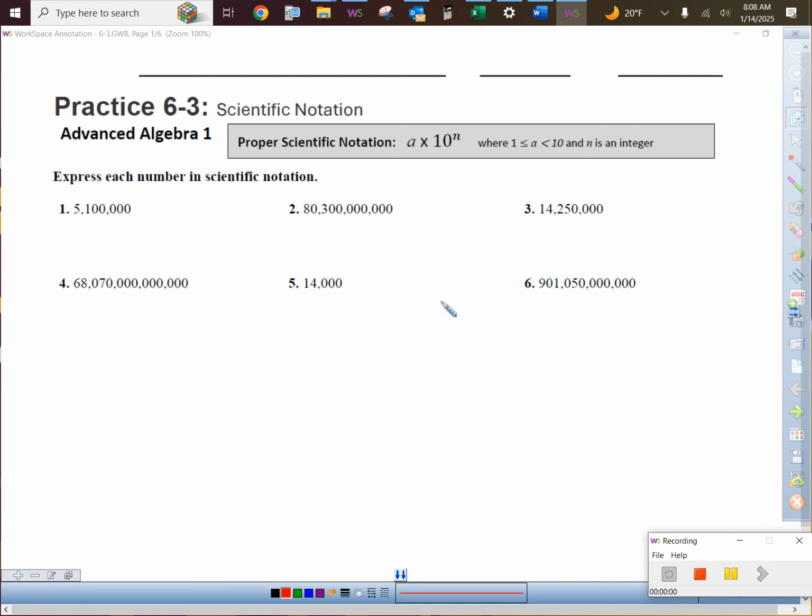Today, scientific notation, kind of using the rules that we've been talking about the past couple days. But first of all, what the heck is scientific notation? I haven't done total research on this, but here's what I've always assumed.